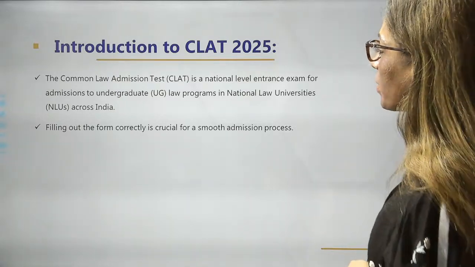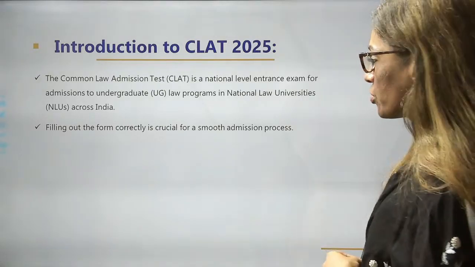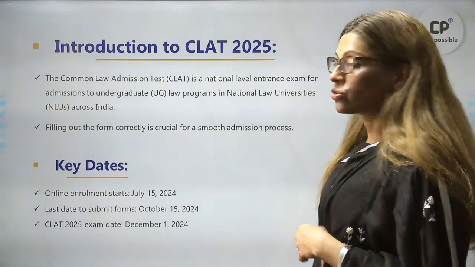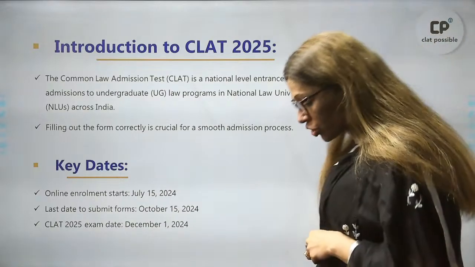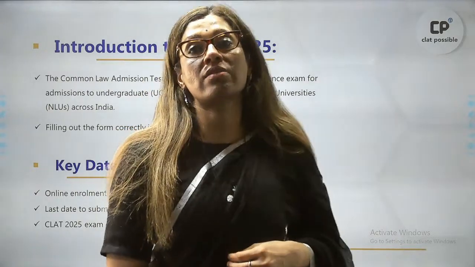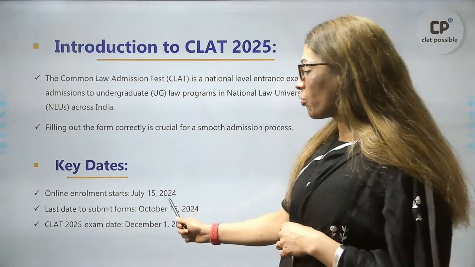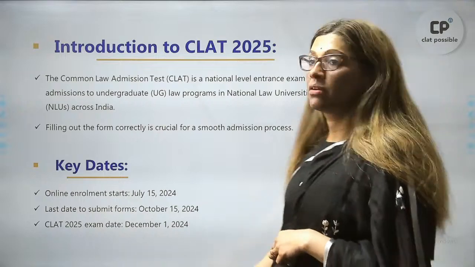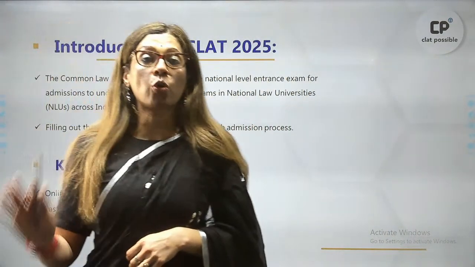It is the Common Law Admission Test for admissions into the top NLUs, and we don't want your form to be rejected, so filling out the form becomes a key step. The CLAT consortium always gives us important dates, so remembering those dates is very important and following up on those dates. The enrollment process started from July 15th. The last date has been kept at a very far distance, at October 15th.